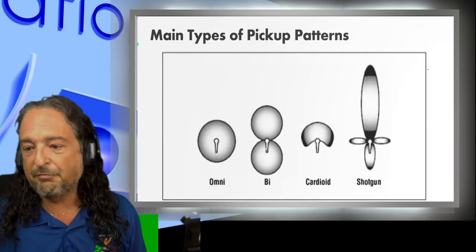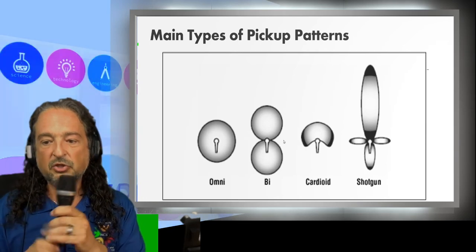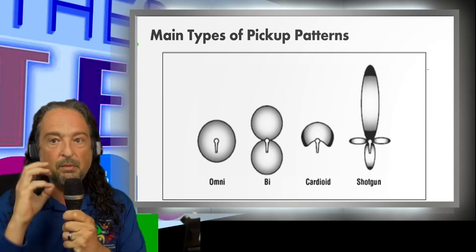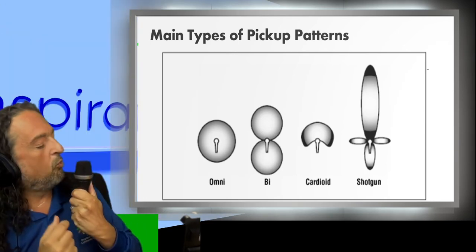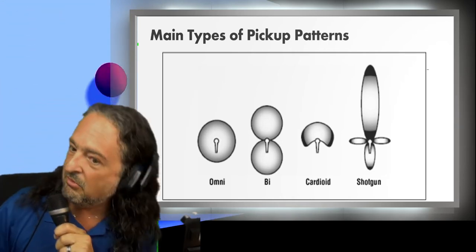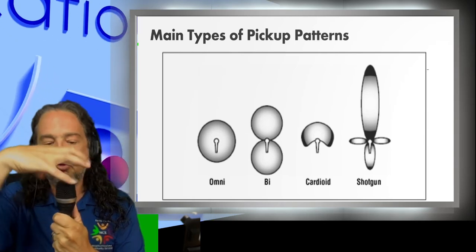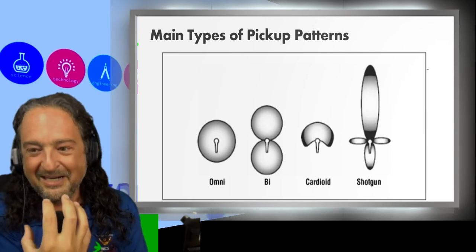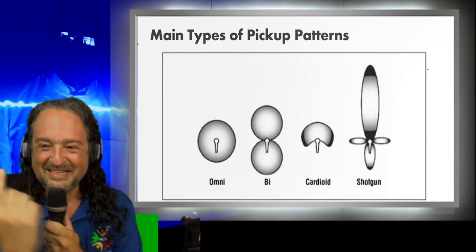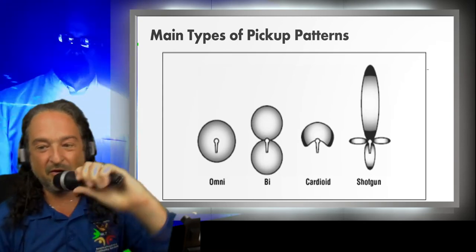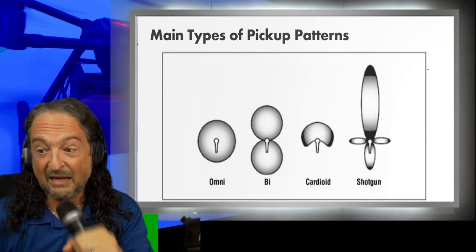There are different types of pickup patterns. Omnidirectional, meaning this microphone would pick up sound no matter where I'm speaking around it. So just like a ball of sound picking up, right? 360 degrees, omnidirectional, all around. No matter how I hold the mic, it's going to sound the same.